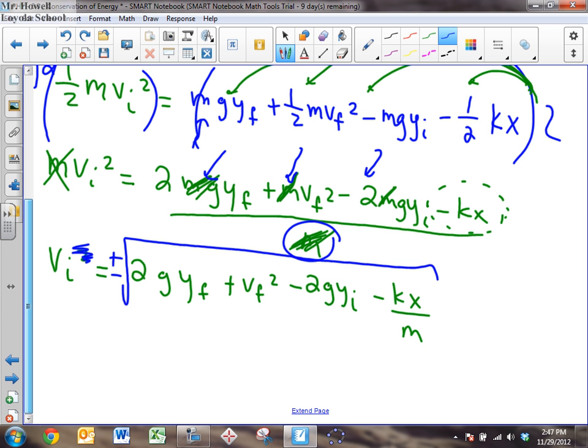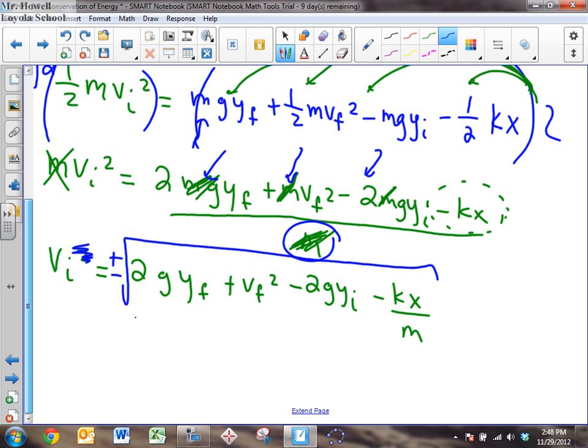These are being added together. You can't cancel those, only if they were multiplying. So with this answer here, if we plug in our values, let's go through what we know. What was G, everybody? G is always 9.81. Thank you. What was YF, the final height? The person's height. It landed at the person's head. 2 meters. Again, YF was 2 meters because it hit the person on the head.